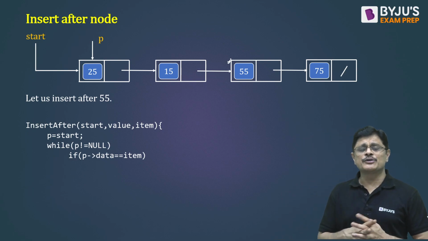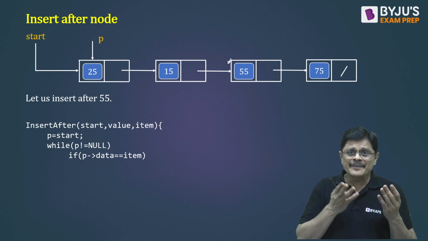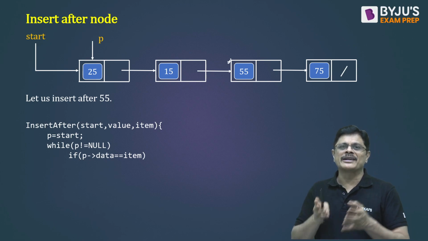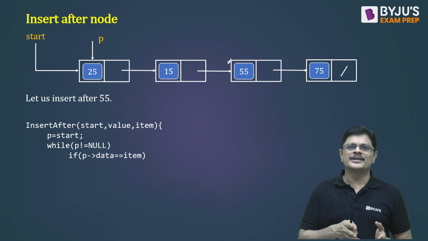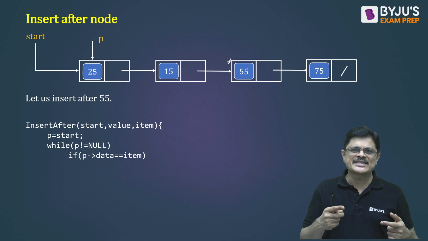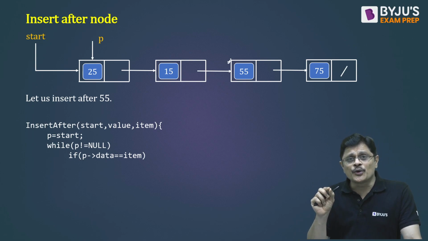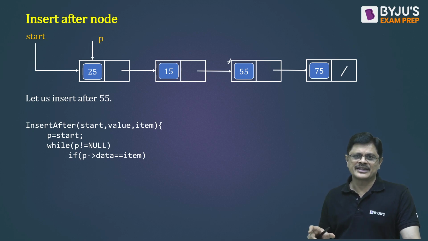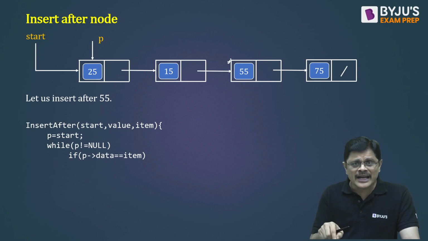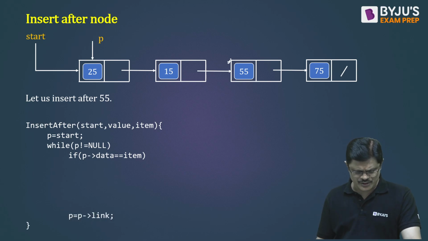Why do we need to say P is not null? Suppose P becomes null, that means the item is not there. You want to insert after a node, but that node is not present in the linked list. Then you can say, sorry, such node is not available. So as long as P is not null, we check: if P data is equal to item, then we insert. If P data is not item and P is not null, we just move P to P link, my dear friends.